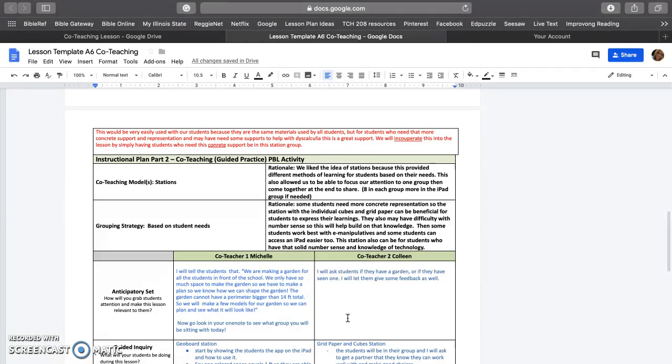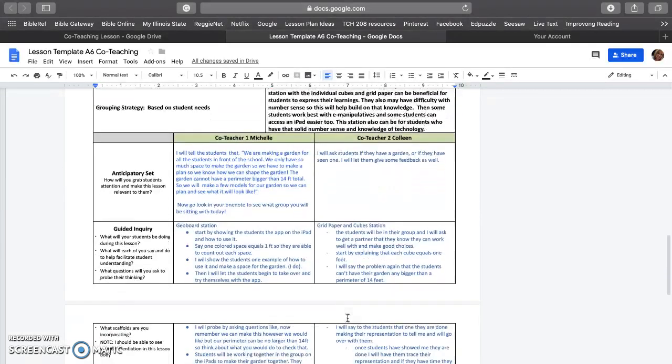Again, our co-teaching model is station teaching, and we wanted to do that to be able to work together in separate groups and give instruction. Our grouping strategies are based on the students' needs. One group will need more of a concrete representation, while the others will be using electronic manipulatives. This could also be students with solid number sense and knowledge of technology.